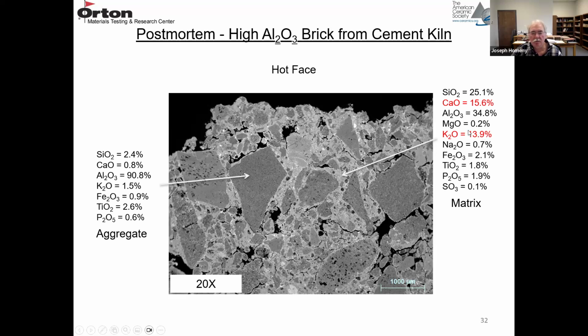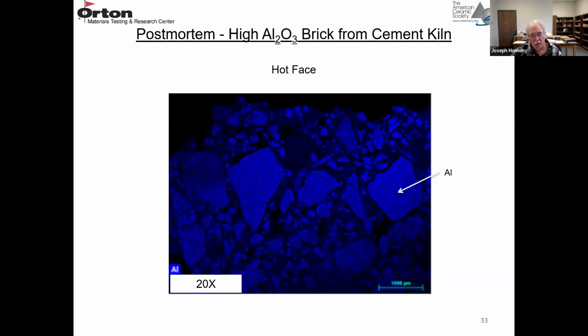So that in red here is what's contaminating the refractory. And also, since the charge has silica in it, that also infiltrates the refractory. You can also see there's a lot of micro cracking in this material. So if you map in blue here, the aluminum, you can see the coarser aggregates and the finer aggregates.